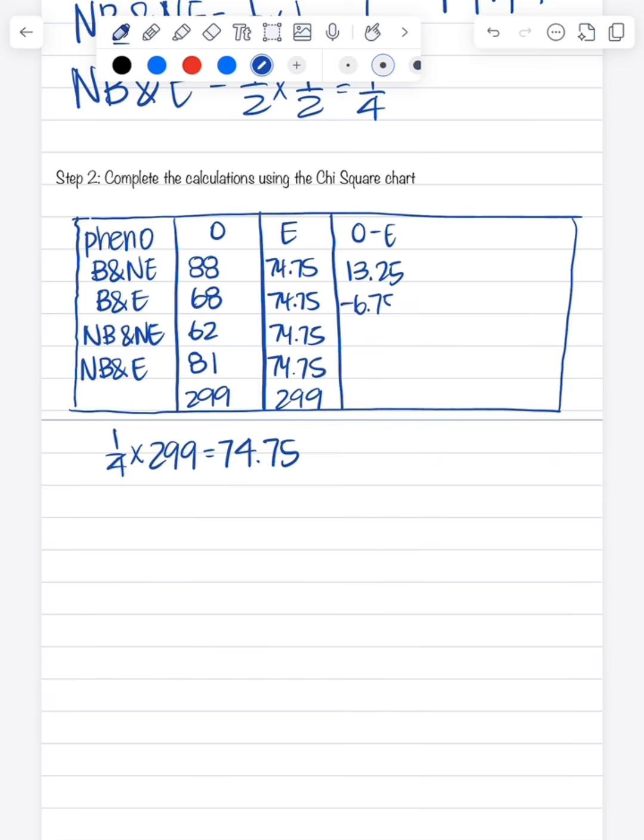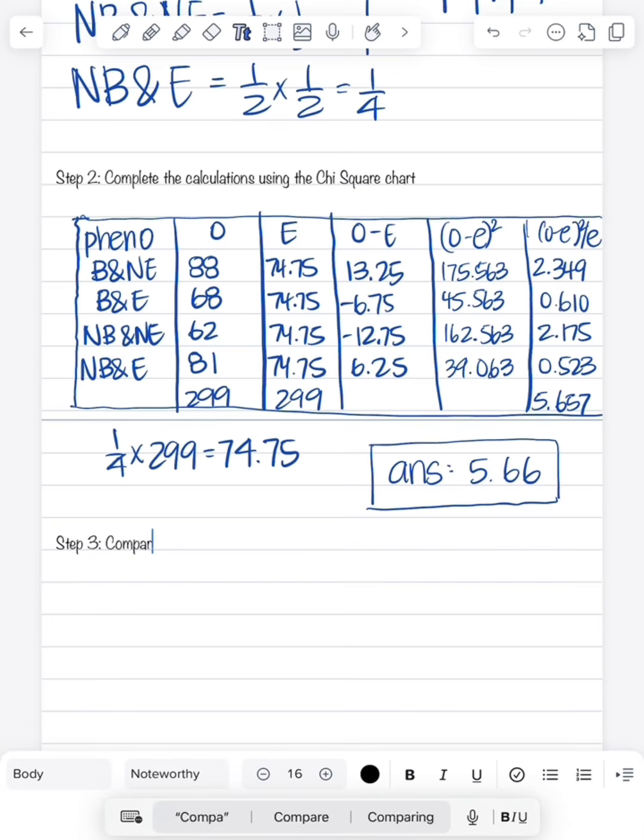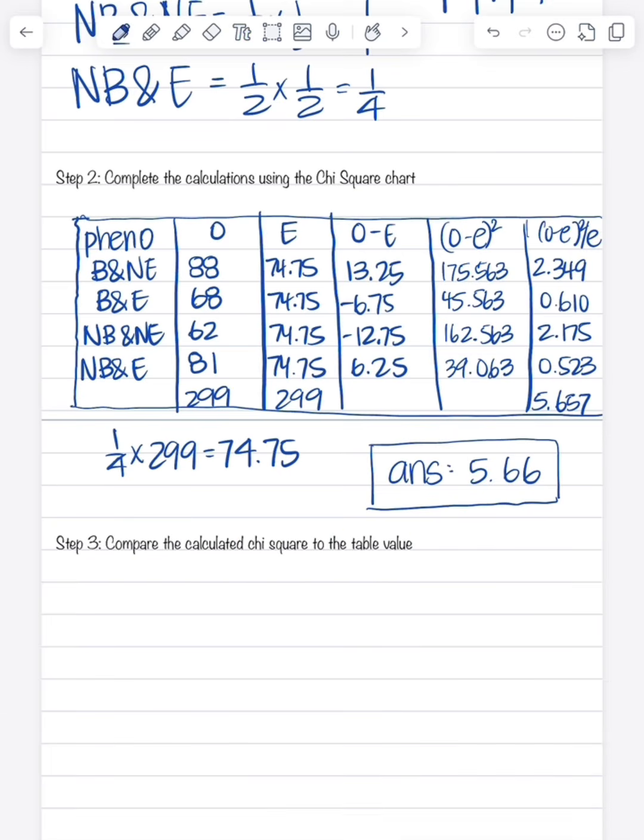Our next column is observed minus expected. And then our next column will be observed minus expected squared. And then our last column is going to be observed minus expected squared over the expected. As you see, I did make a little mess up on my chart. I'm going to figure this whole thing out soon. So then we'll do the summation, add them all together, and find out that to the 100th place, it is 5.66.